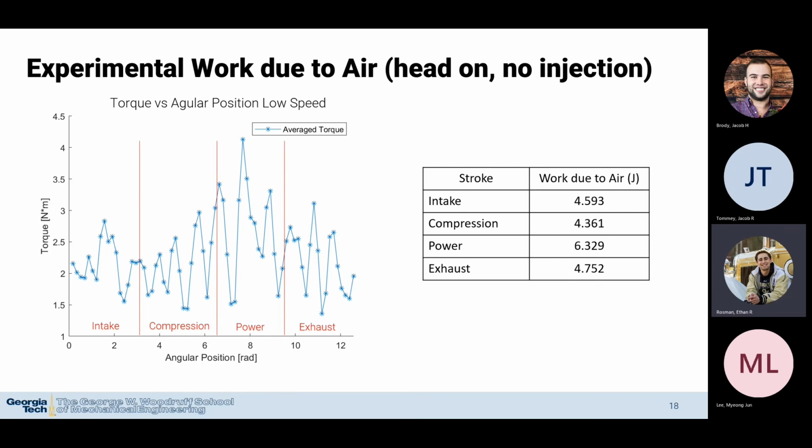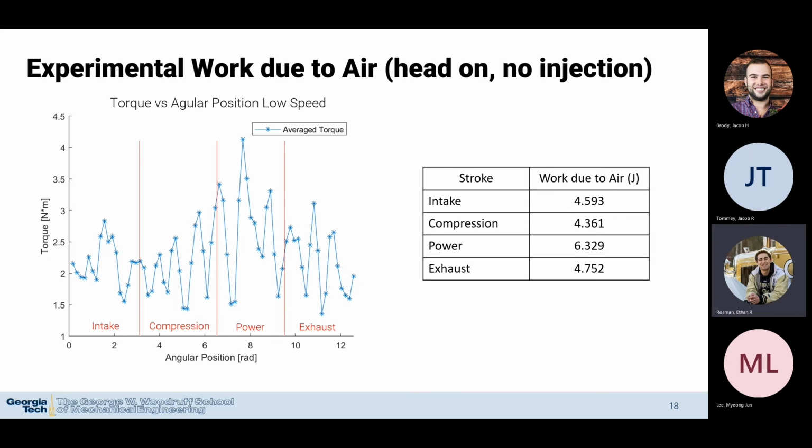The work due to air can be found for each stroke by integrating under the torque versus angular position plot for the engine when the head is attached but no air is injected. Since the engine was zeroed at top dead center, where 0 degrees correlates to top dead center, the intake stroke is from 0 to pi, the compression stroke is from pi to 2 pi, the power stroke is from 2 pi to 3 pi, and the exhaust stroke is from 3 pi to 4 pi.